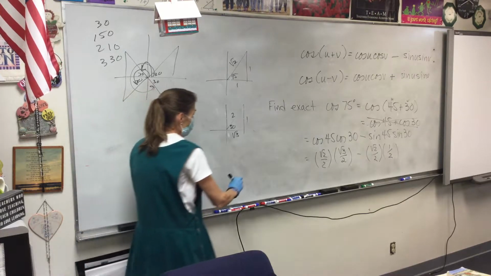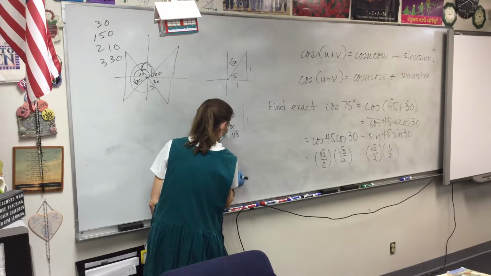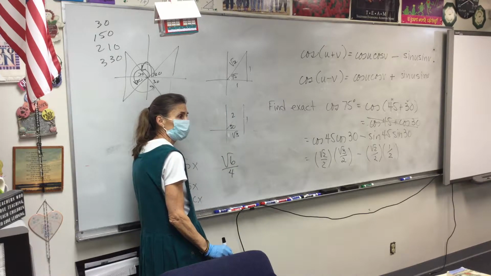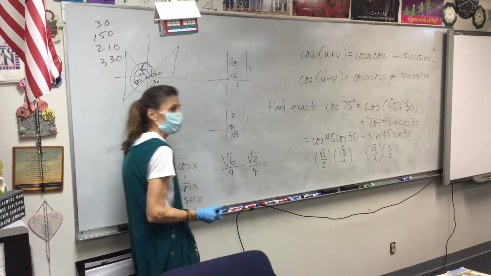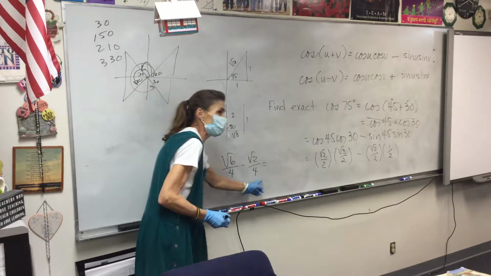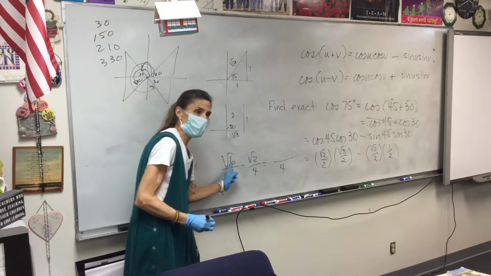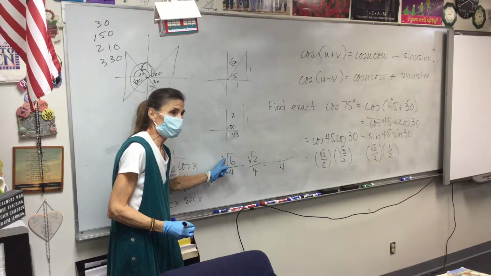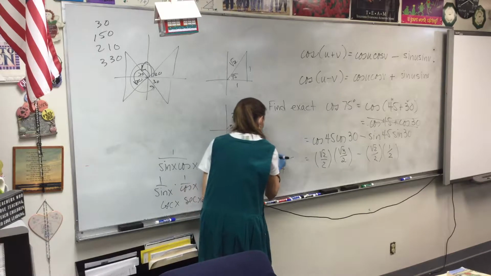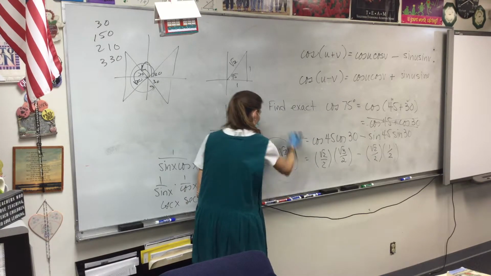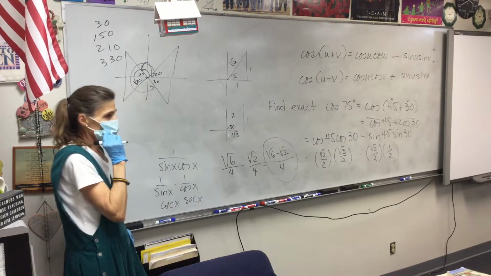Okay? Now, those two can be multiplied together, so that would be root 6 over 4. Those two can be multiplied together, root 2 over 4. They have the same denominator. However, these are not subtractable because in radical land, if you're going to subtract, you have to have the same thing under the radical, right? So we just have root 6 minus root 2 over 4. That is the exact cosine of 75 degrees.